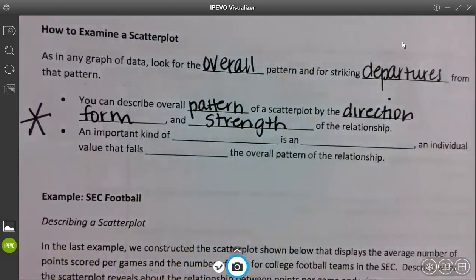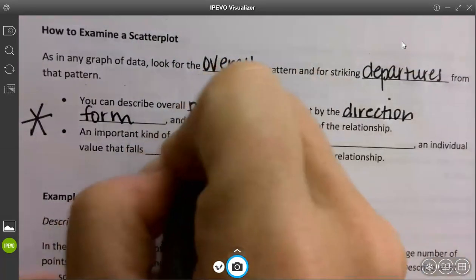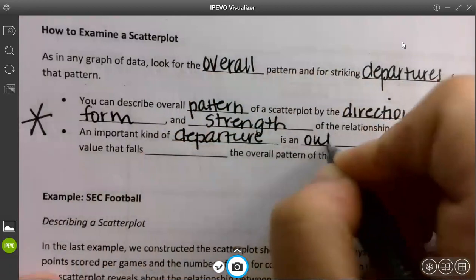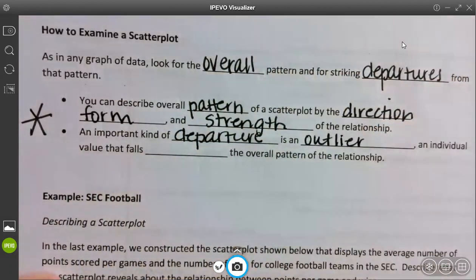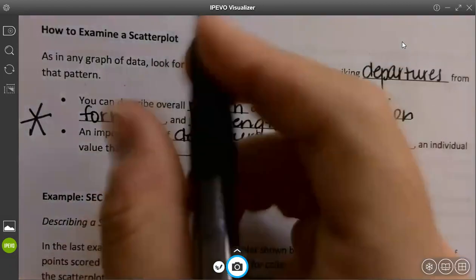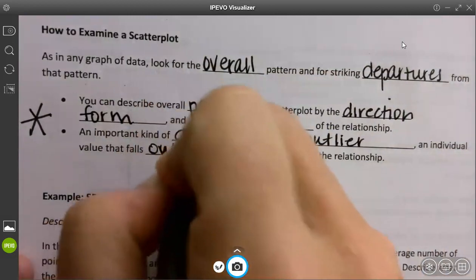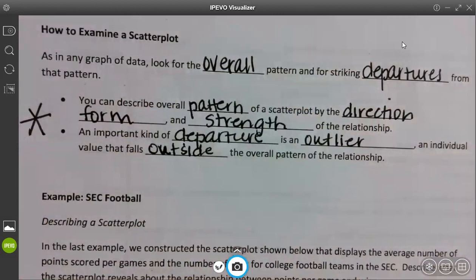An important kind of departure is an outlier, an individual value that falls outside the overall pattern. Are you sort of looking at those in tests? And remember, until we know for sure that it is one, we just say possible outliers at such and such. So on the last one, we said possible outliers on those 2 points, and then I defined those 2 points to tell you that they actually were.